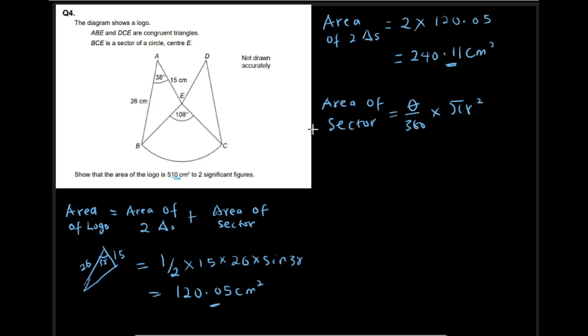Theta is given to us. How about the radius? Was the radius given to us? No, the radius was not given to us. We need to calculate the radius of the sector. Remember, they said this is the center, so the center to any part on the circumference is the radius. So how do we calculate r?